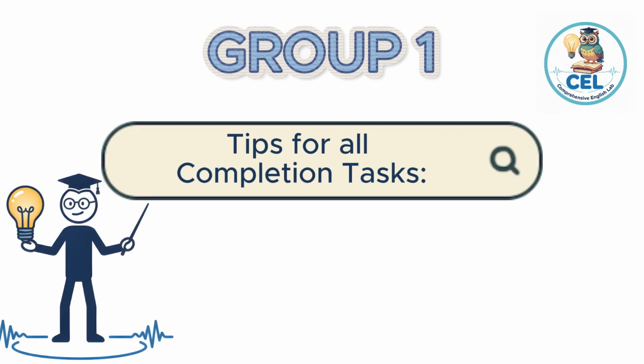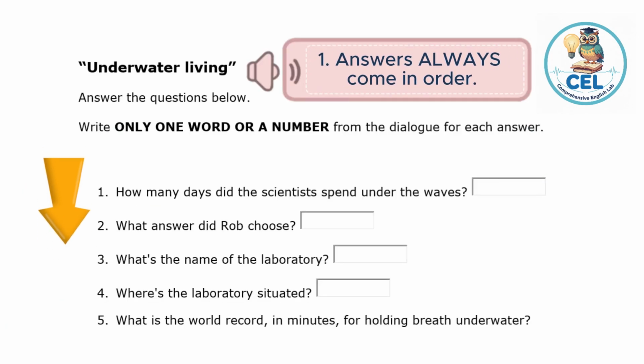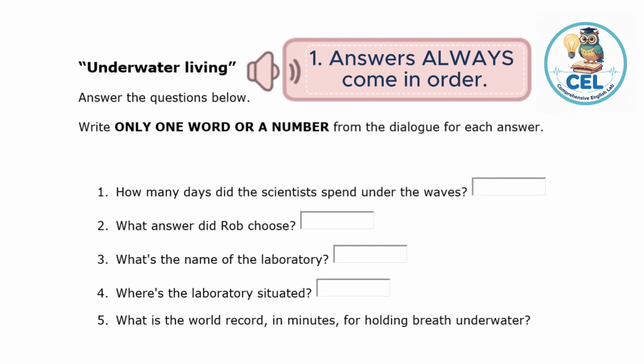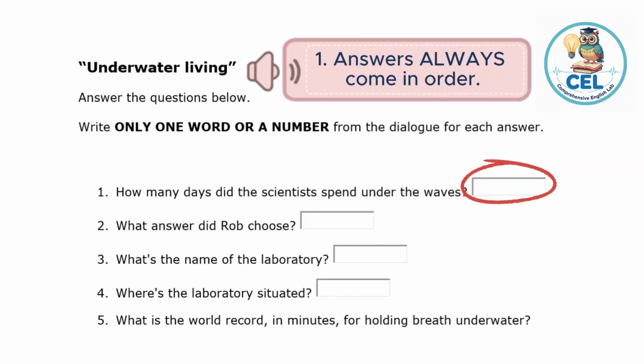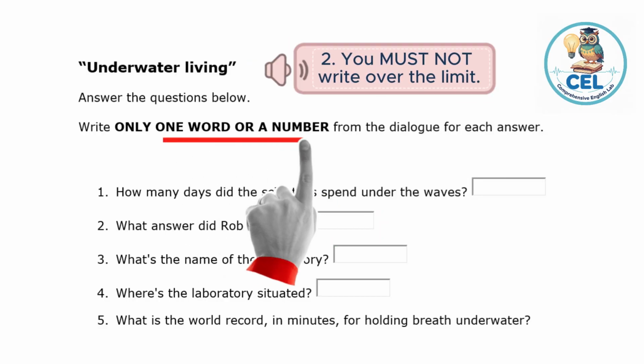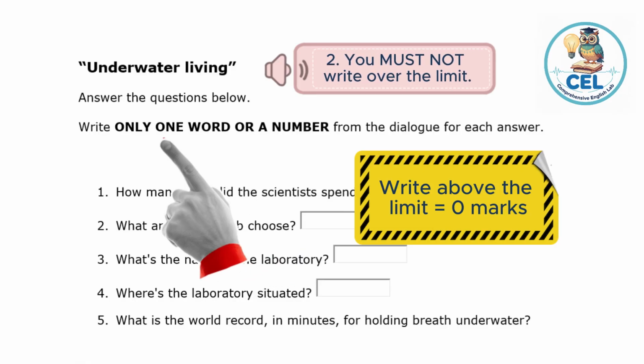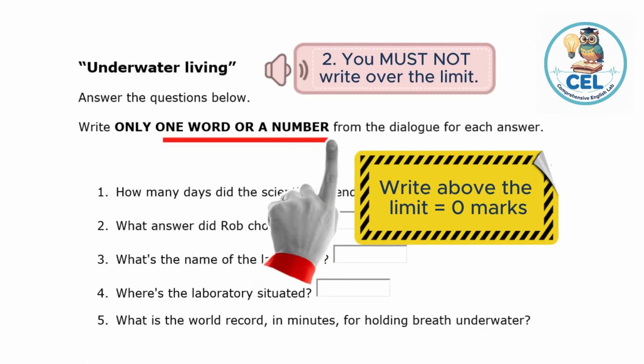Tips for all completion tasks. When you listen, answers always come in order. For example, the speaker talks about key information to be filled in blank number 1 before moving on to the information relating to blank number 2. The word limit is very important. You must not write more than the limit, or your answer will get 0 marks each time.